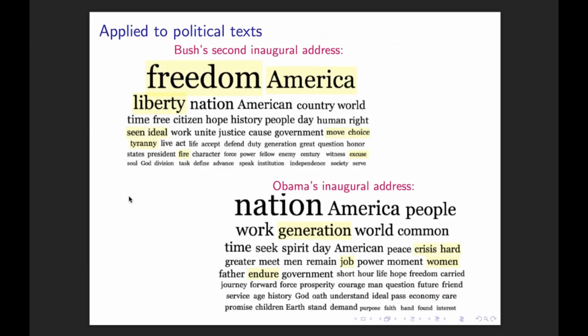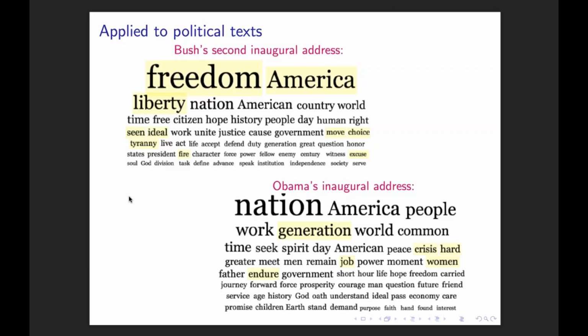When we go and apply this to political text, we might also determine something interesting about the audience to which the individual is speaking. So these are two examples of inaugural addresses that the U.S. president makes. This is Bush's second inaugural address, and this is Obama's first. And in this case, the size of the word is a function of how many times that word is used. So with larger scaled words, this is the president, the former president, discussing this topic, using this word more frequently.